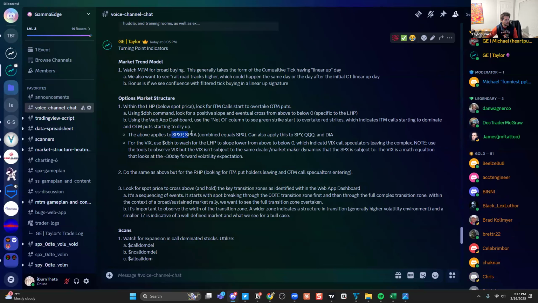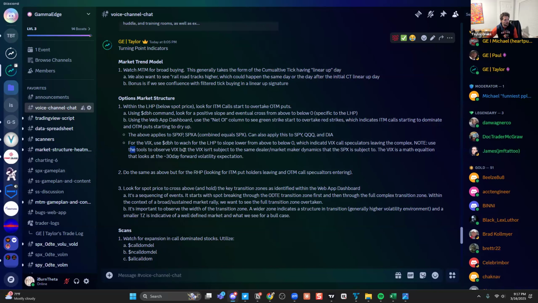And then remember SPXP, SPXA is what we're primarily focused on there, but you can also use SPY, QQQ, and the Dows, and then VIX, right? We can look for that as well. It's vice versa with the VIX of what we look for there. You're wanting to see slopes lower.